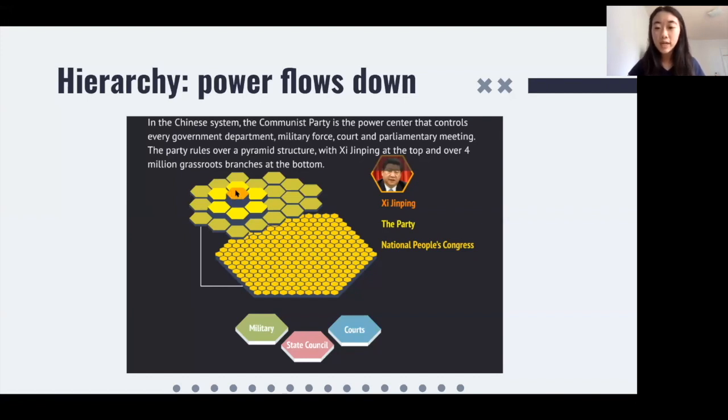And then the second ring around him, those six little cubes, or hexagons, sorry, that's the Politburo Standing Committee. So that is the political bureau or the executive committee of the Chinese Communist Party. And those six people plus Xi Jinping are the seven most important politicians in all of China. So they basically have power over the entire government in the entire country.